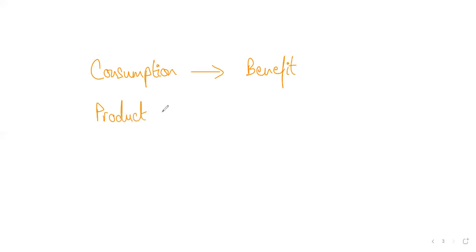Okay, think about this. Consumption related externalities affect the benefit curves, and production related externalities affect the cost curves. Are you getting me? So consumption related will affect the benefit. You will see in a bit what I mean by that. Consumption related externalities will affect the benefit curves, and the production related externalities will affect the cost curves.